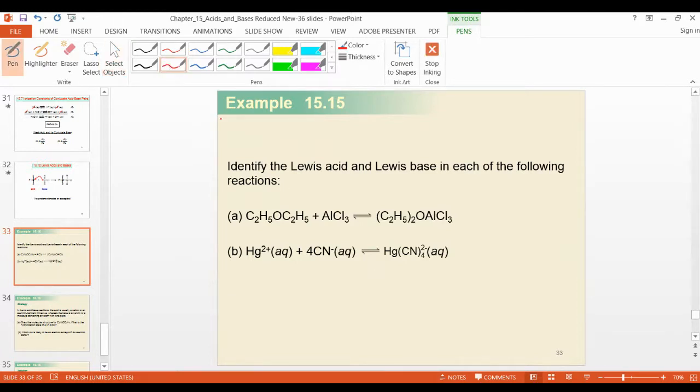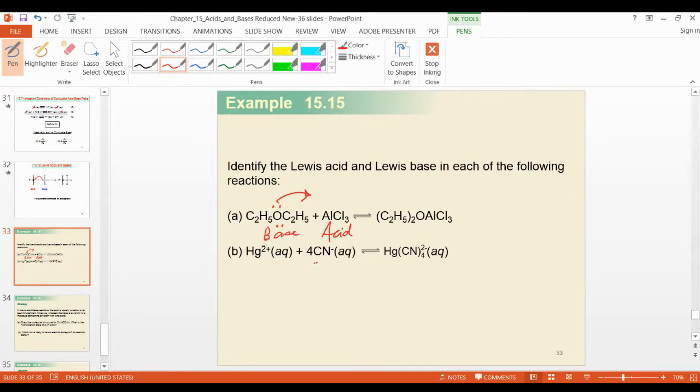This contains a lone pair of electrons, this oxygen. So now this is an electron donor, right? So this electron donates, it is base. Alright, so this will only have 3, right? Octet is not complete here. So aluminum is electron deficient. So this is acid.